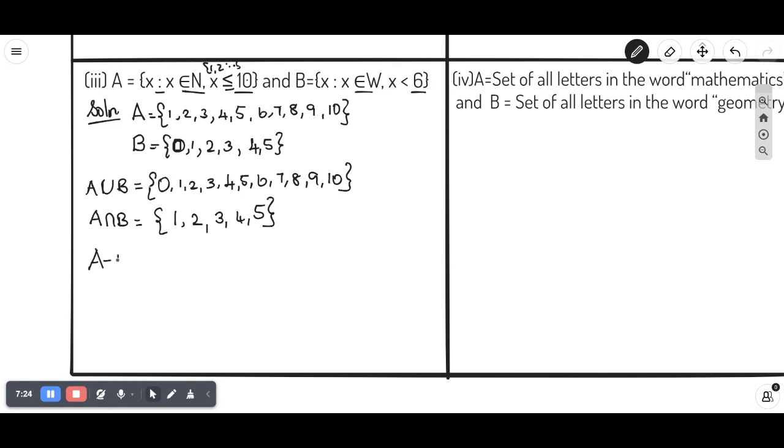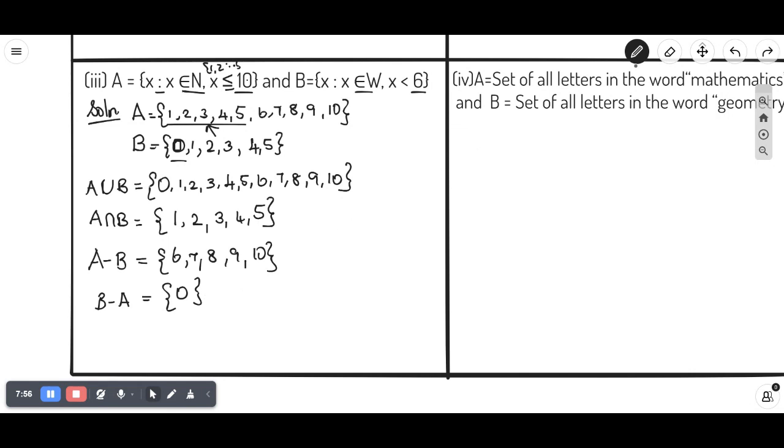Now A minus B. A minus B means write your A set but exclude all the B elements. 1, 2, 3, 4 till 5 you can't write. So let's write all the remaining elements: 6, 7, 8, 9 and 10. Now B minus A. What is B minus A? Yes, B has only one element extra than A. So that is our 0. All of 1, 2, 3, 4, 5 are there in A, you can't write them. This is a singleton set, which has only one element.